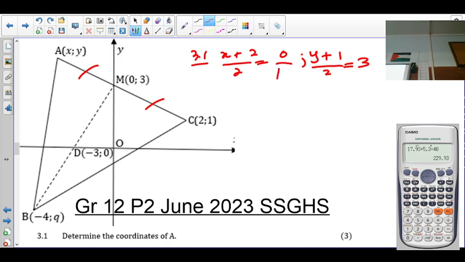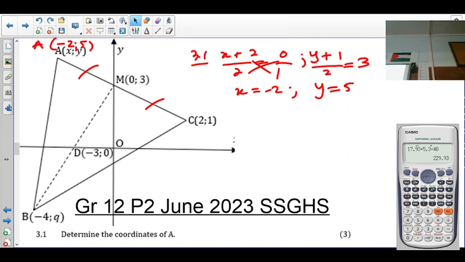So we cross multiply here. So x plus 2 is equal to 0, so x is equal to minus 2. And then we cross multiply: y plus 1 is equal to 6, so y is equal to 5. So we got A to be negative 2 and 5.